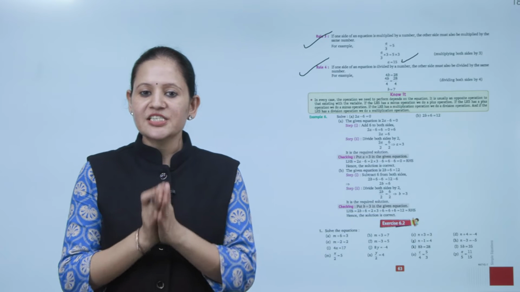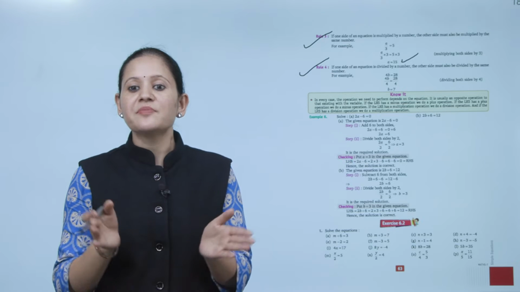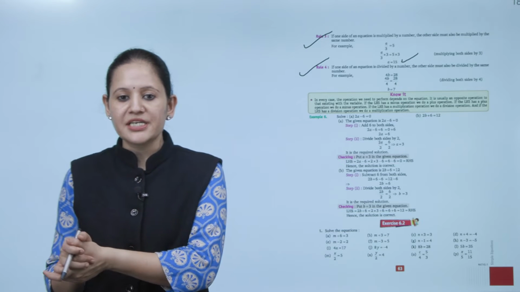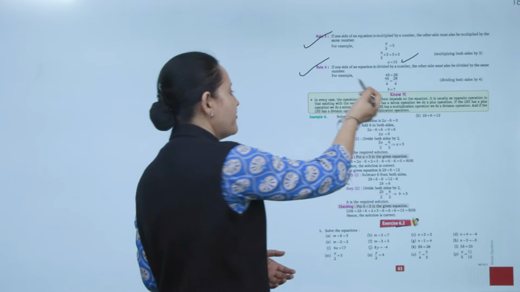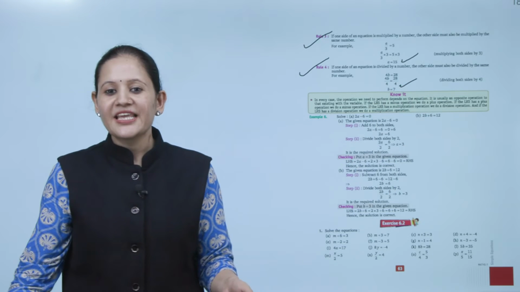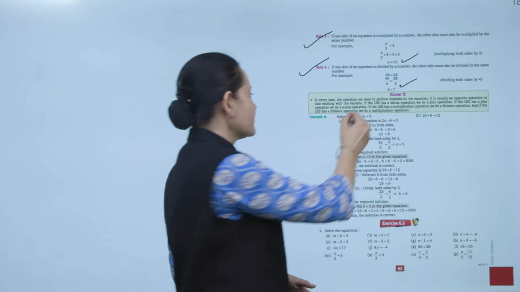Next, rule number 4. If one side of an equation is divided by a number, the other side must also be divided by the same number. For example, 4b equals 28. So here we will divide both sides by 4, so b equals 7. Clear?